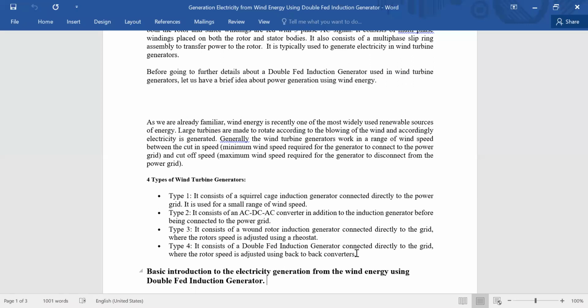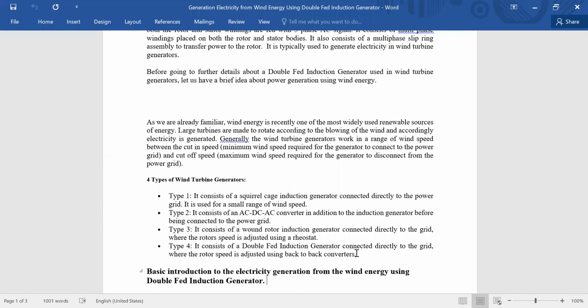Okay, so type 1 consists of a squirrel cage induction generator that is connected directly to the power grid, and it is used for a small range of wind speed. Then type 2 uses an AC to DC or DC to AC converter, because in converter stations we have a rectifier and an inverter. The inverter converts the DC into AC, and vice versa for the rectifier.